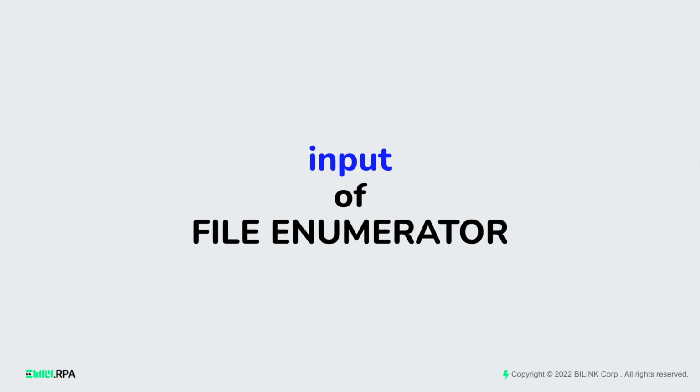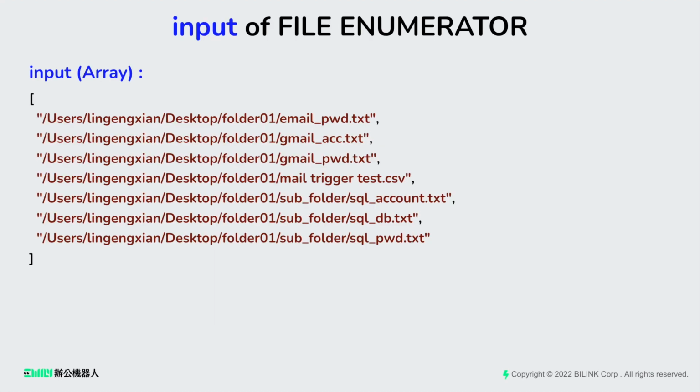Next, we will introduce the input variables of the File Enumerator module. The input variable of the File Enumerator module is an array. Emily will automatically organize all the file paths in the specified folder into the input variable. Besides the file paths in the folder, all the file paths in the subfolders of the folder will also be organized. Users can refer to the file path information to output specific paths into a CSV table.